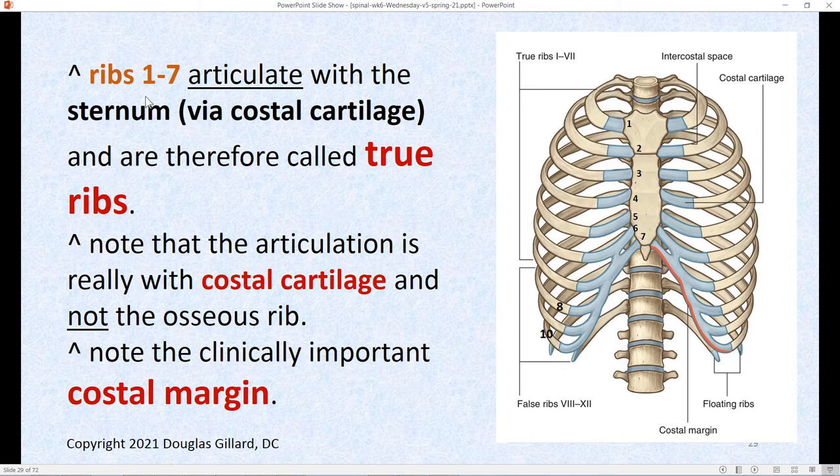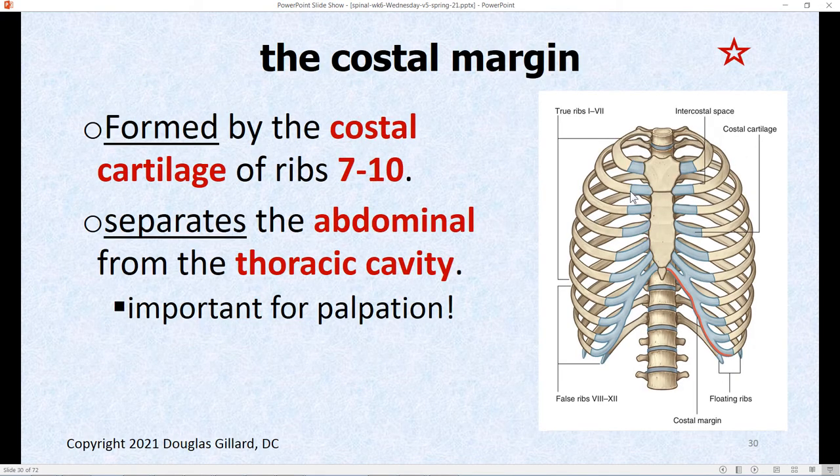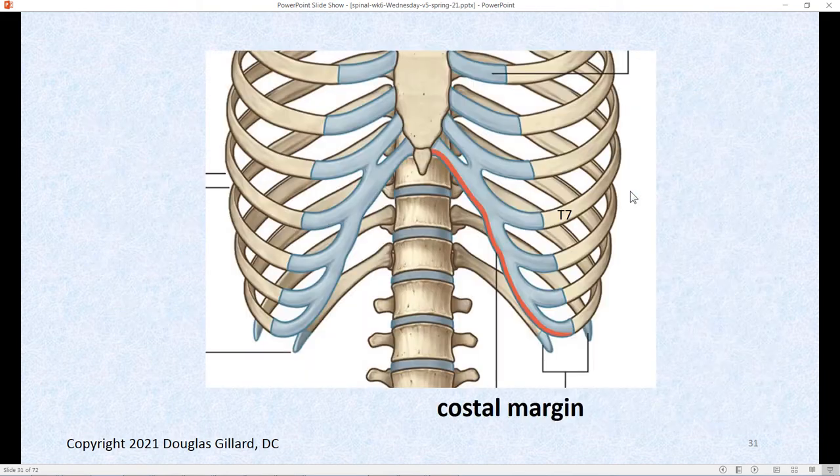Yep, so lucky ribs 1 through 7 attach to the sternum themselves. Therefore, they're true ribs. Okay, formed by the costal margin I just talked about. It's formed by the costal cartilage of ribs 7, 8, 9, and 10. It separates the abdominal from the thoracic cavity. Very, very important. There it is again. Great.